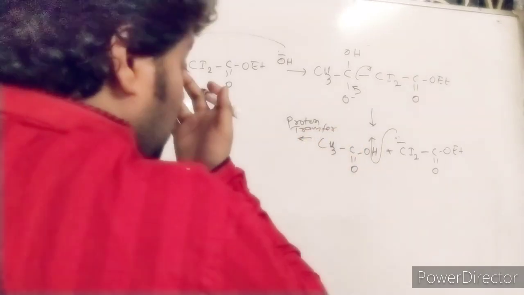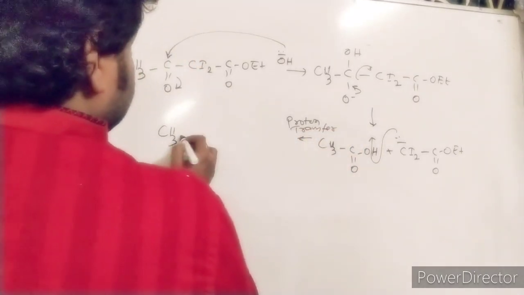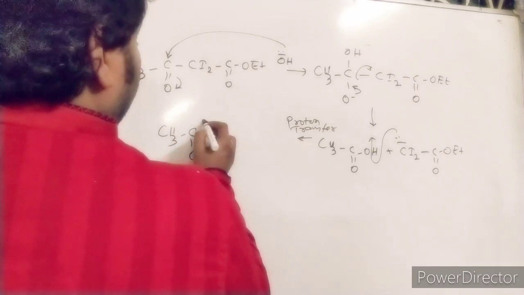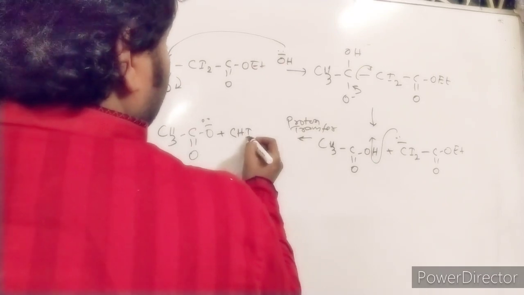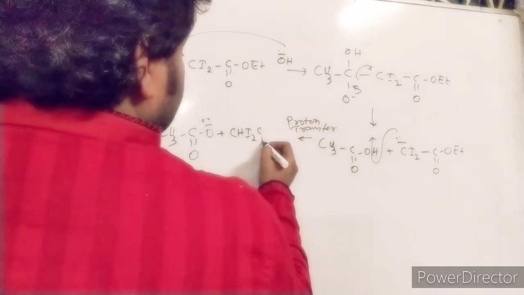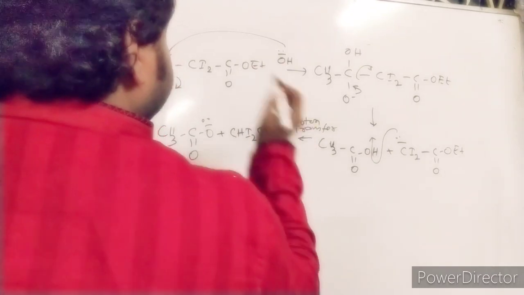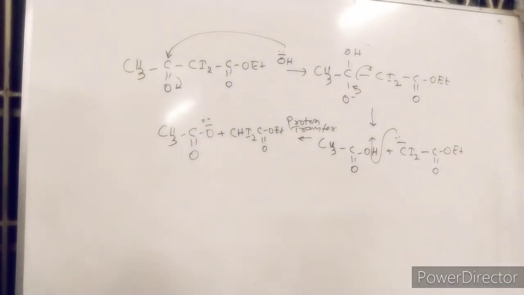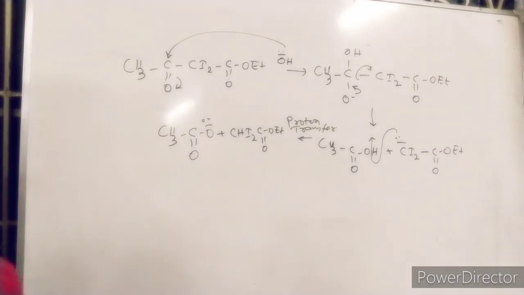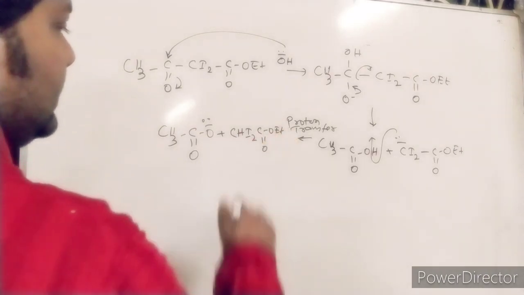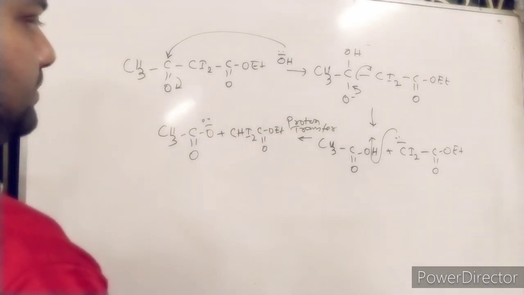What are you getting here? We are getting here CH3COO minus plus CHI2COOET. Clear everybody? So we are getting CHI2. This hydrogen has just transferred from here.